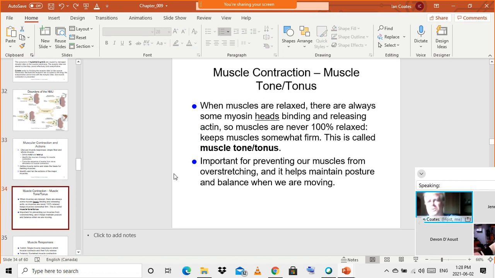It's a good one. When muscles are relaxed, there are always some myosin heads binding and releasing actin. So remember those, the cross bridging. You've got your thin and your thick, okay. So the muscles are never ever 100% relaxed, ever. It just doesn't happen. All of a sudden, if there's a bear over there, you've got to be able to run.